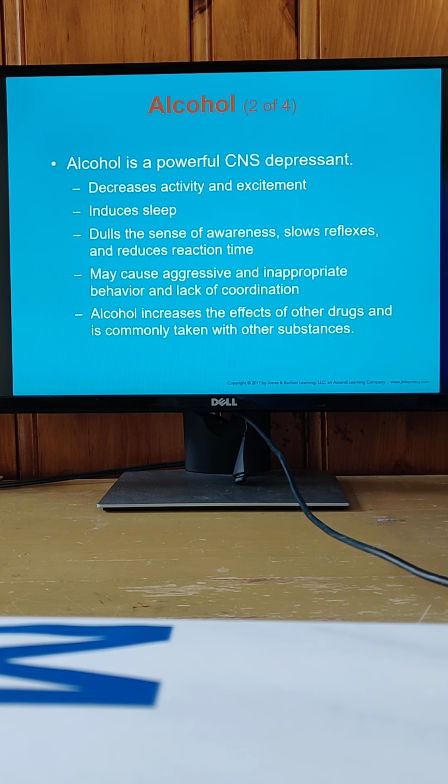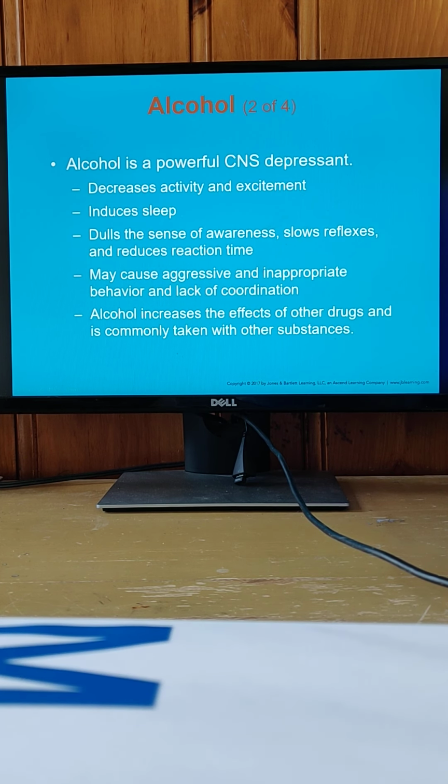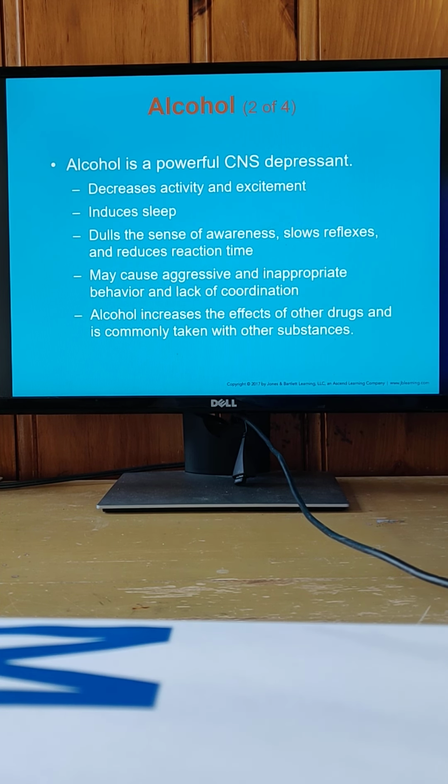Alcohol is a very powerful central nervous system depressant. It decreases activity and excitement. It induces you to get tired and go to sleep. It dulls the senses of awareness, slows down your reflexes, and reduces reaction time. Okay? So you drive in the car and you're drunk. You see a red light. Oh, okay, I'll stop. You don't stop as quickly as you should. Someone cuts you off. You don't swerve as quick as you should. It may cause aggressive and inappropriate behavior and lack of coordination.